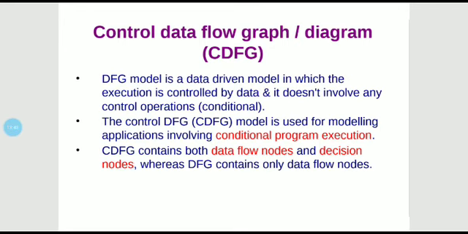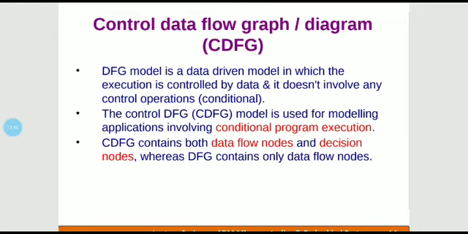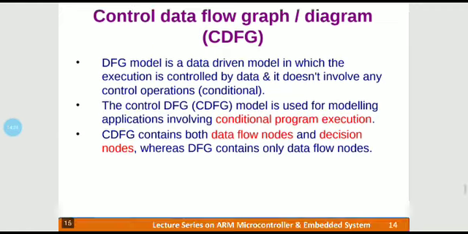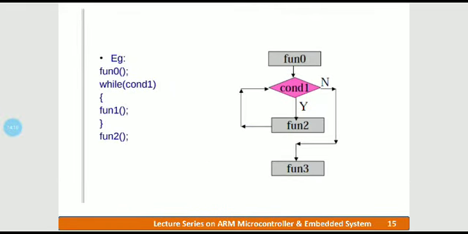Whereas this CDFG diagram will have the conditional program execution, and the CDFG models will always have data operations as well as control operations. This uses the data flow graph as an element and conditional statements as decision makers. So the example is, say I have an example program here, function 0, that is this one. While condition 1 means if this condition is true, then it will move to function 2. If the condition is false, then it will move to function 3. So every time the condition will be checked, and if the condition is true, then only it will move to the next function, otherwise it will move to function 3.